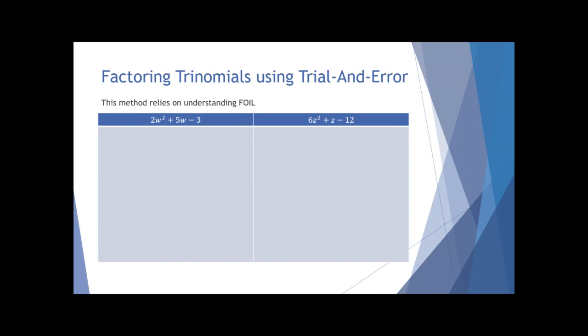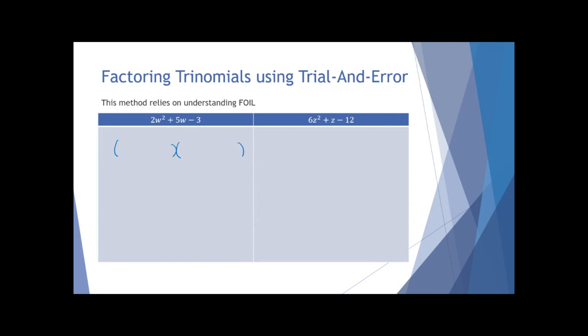So factoring by trial and error is very similar to when we were factoring without a coefficient in front, when it was just like x squared without that number in front. You're still trying to get two sets of parentheses, and you're trying to get numbers that multiply them. But now you have more combinations you have to consider.